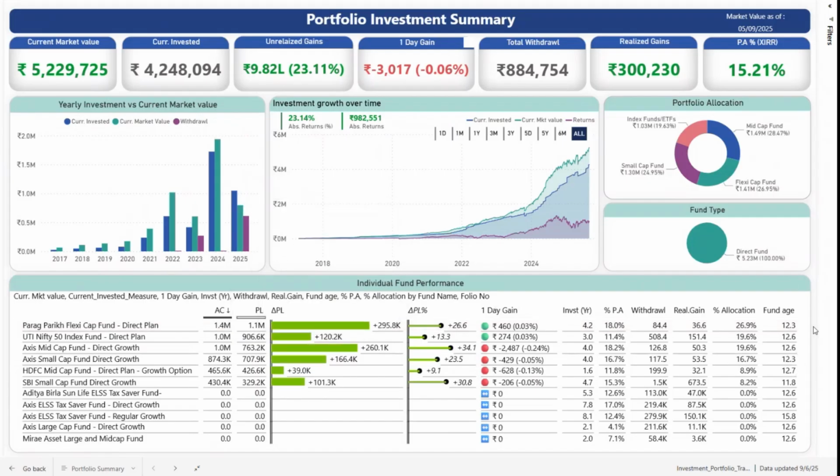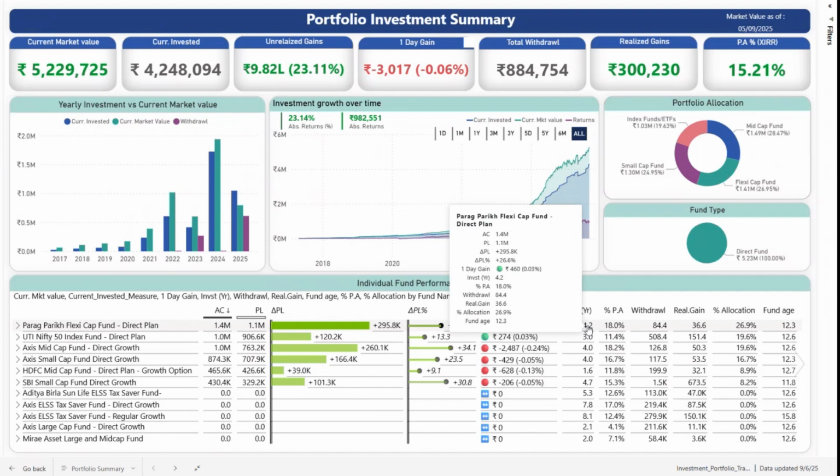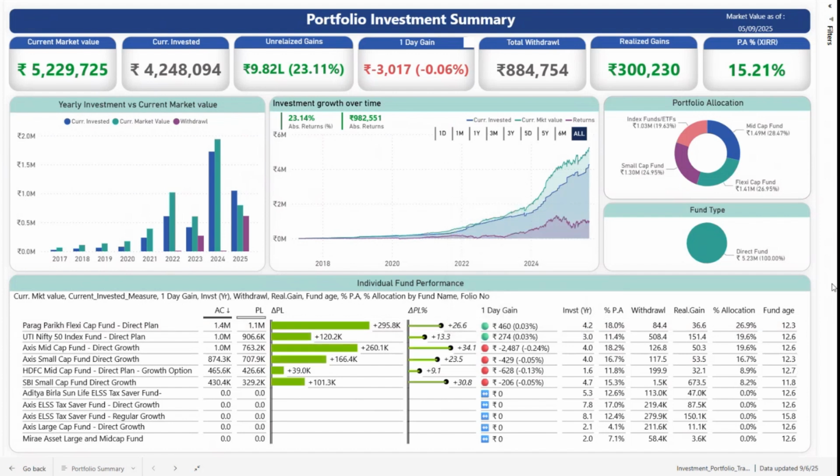Okay, so this is what it tells us, and the fund age is counted from the start. So this fund is almost 12.3 years old, and I have been investing almost 4.2 years in this fund. That is what it is trying to tell you.